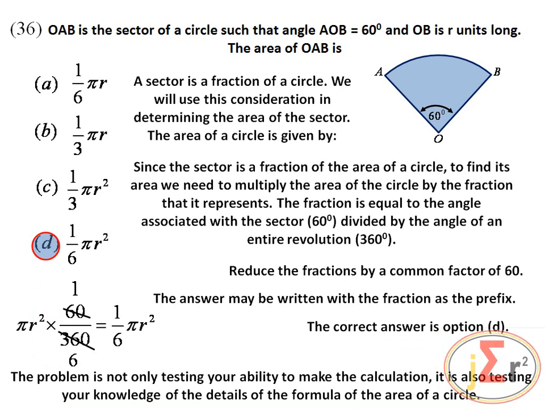The problem is not only testing your ability to make the calculation, it is also testing your knowledge of the details of the formula of the area of a circle. If you do not remember that, we have quite a few distractors here. If you are thinking that it is 2 pi r, we have the answer for you. And if you are thinking that it is pi r, we have the answer for you right here. If you are thinking also that it is 2 pi r squared, then we have that right there.